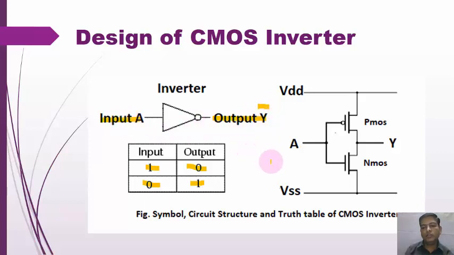Okay. So here Y is equal to A bar. In the diagram, look at the circuit symbol, then the truth table of the inverter, input and output. If input is 1, output is 0; if input is 0, output should be 1. Everyone can know that. Then we have to draw the schematic for the inverter. How can we draw the schematic of the inverter?